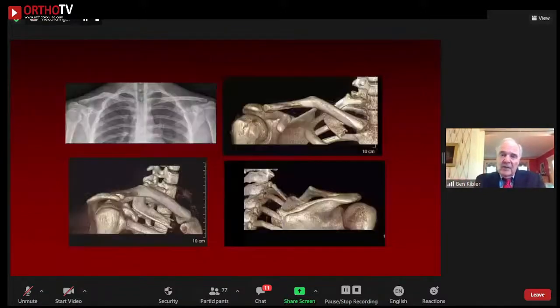We did a 3D CT on a patient with this healed malunion. You can see obviously that the distal fragment is anteriorly rotated. The medial fragment is posteriorly rotated, creating not only an angulation, but a malrotation.